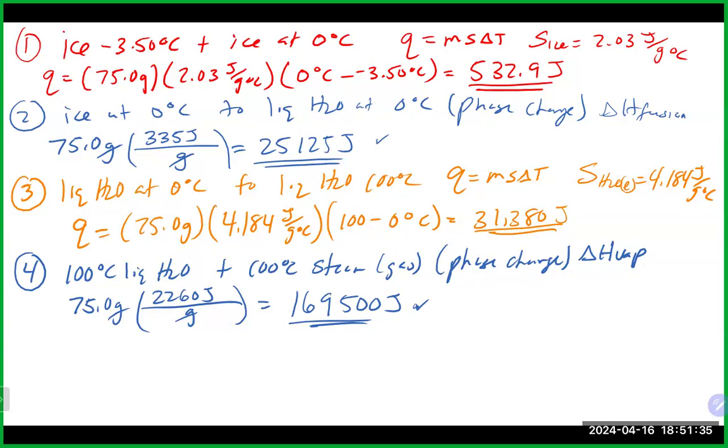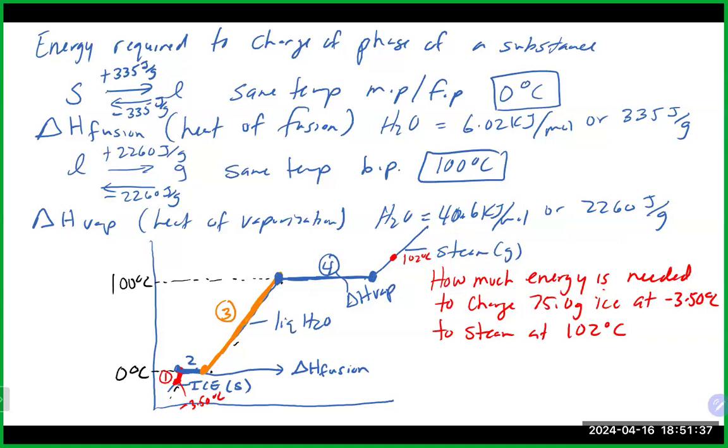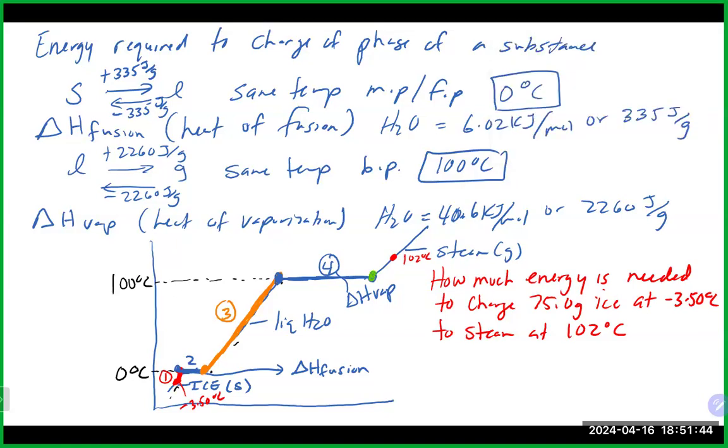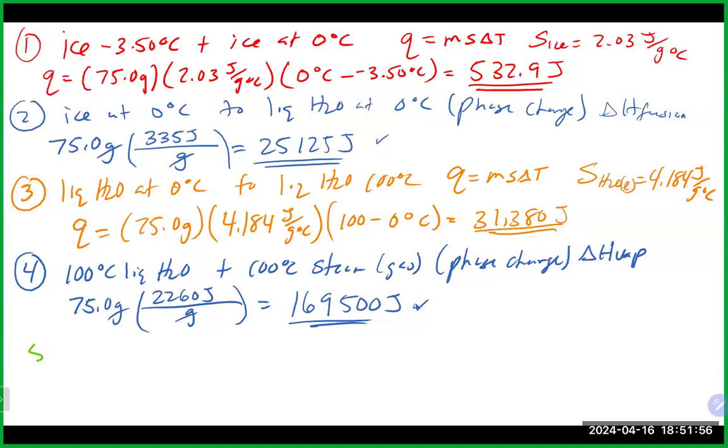At this point, if I look at my little graph, I am sitting here. I have one last thing to do. I now need to take it from steam at 100 degrees to steam at 102 degrees. And that would be the last part here. We're going to take it at steam 100 degrees Celsius to steam at 102 degrees Celsius. That is the same phase, but different temperature.